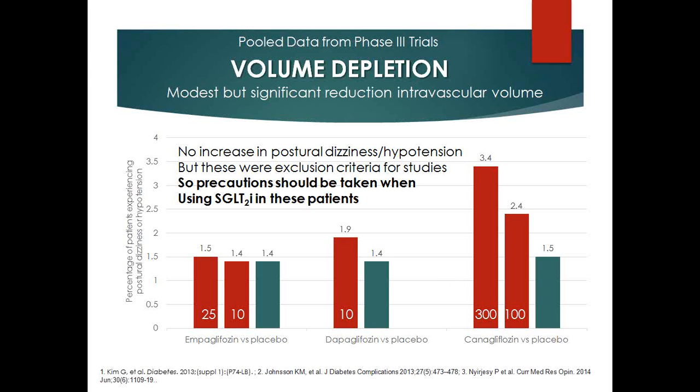So the issue really is volume depletion. When you look at the trials, overall, patients complaining of postural dizziness with this agent wasn't that common. And largely this is because patients who have postural dizziness are never in the trials. There is a real and significant reduction in intravascular volume. So really precautions should be taken in anyone who's prone to getting dry, and in particular patients on diuretics or patients living out in the community and getting hot on occasions. You should be very vigilant in this sort of situation. Next slide, please.